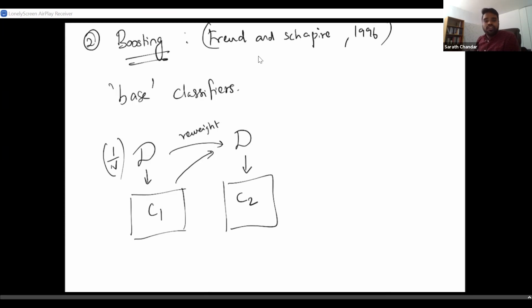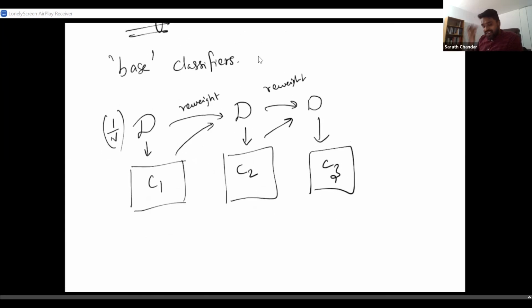This new classifier might make some mistakes too. Looking at the mistakes of this new classifier, you reweight the data set again in such a way that for examples where C2 was making mistakes, you increase the weight, and you decrease the weight for examples which C2 is already good at classifying. Now you use this to train a new classifier. So what is happening here is the second classifier is trying to rectify the mistakes of the first classifier, and the third classifier is trying to rectify the mistakes of the first and second classifiers.